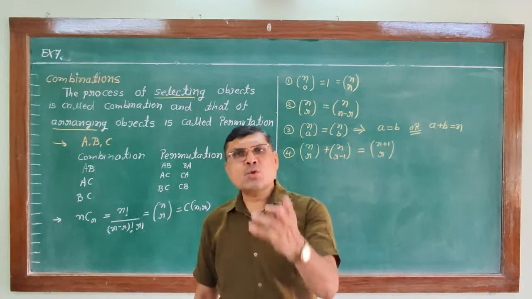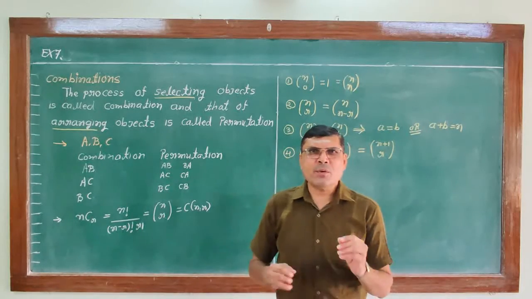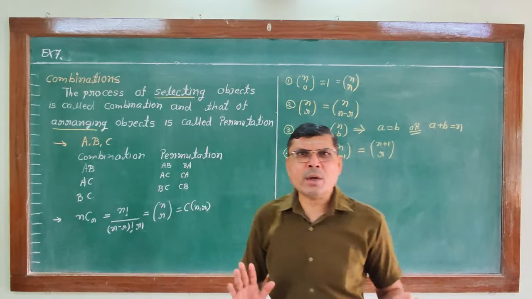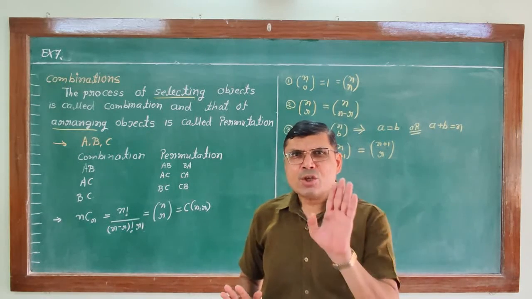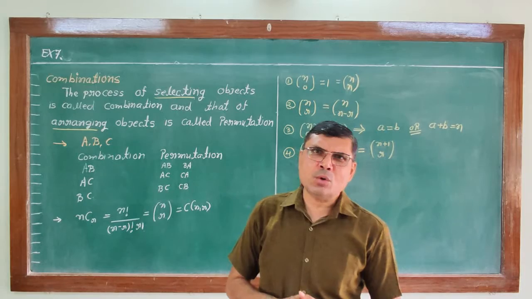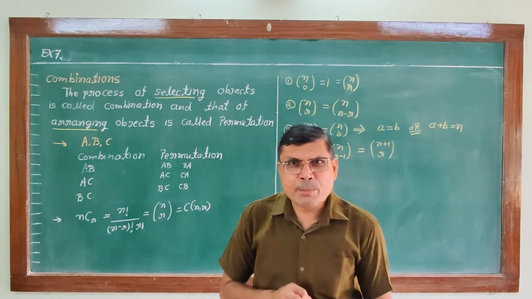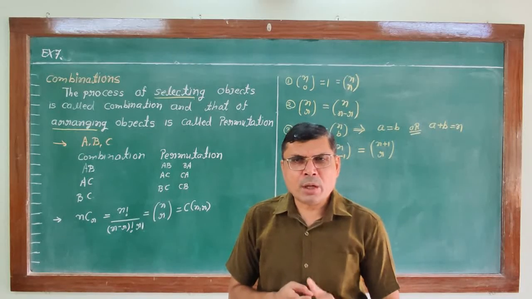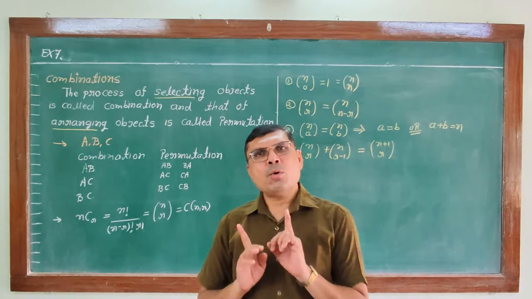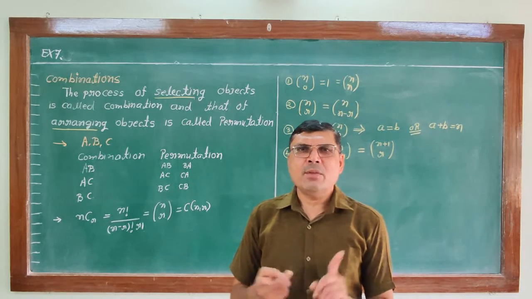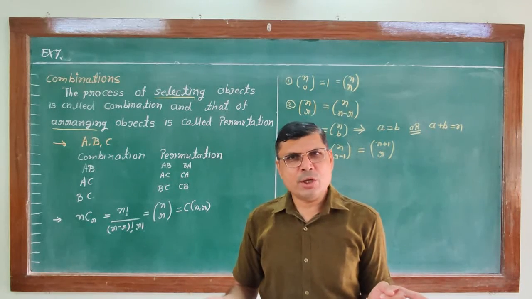Suppose I want to select 2 persons out of say 15. Order is not important, any 2 you can select. So this kind of thing you have to remember. This is the key to understand. When order is important, then we are talking about permutation. And if order is not important, then we are talking about a combination.